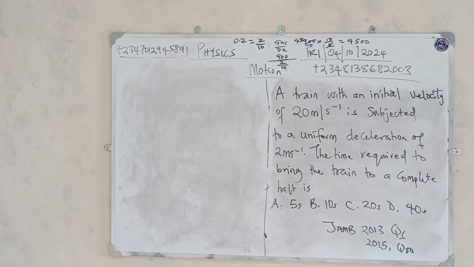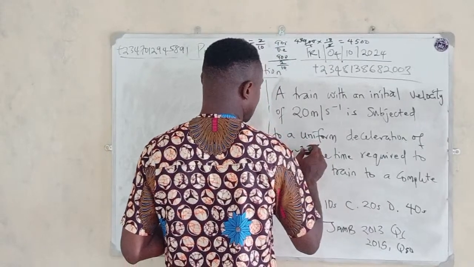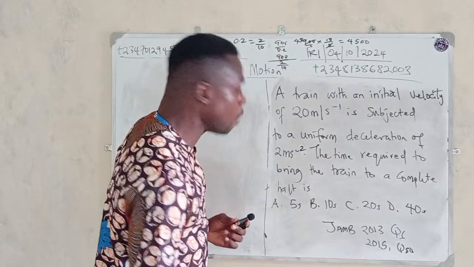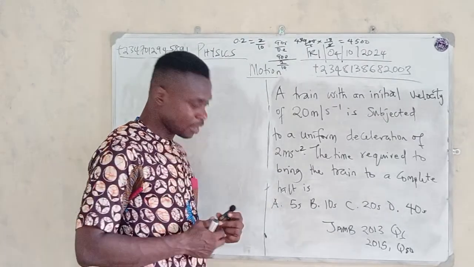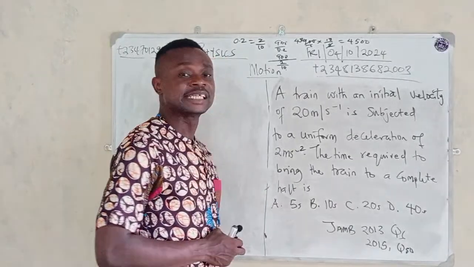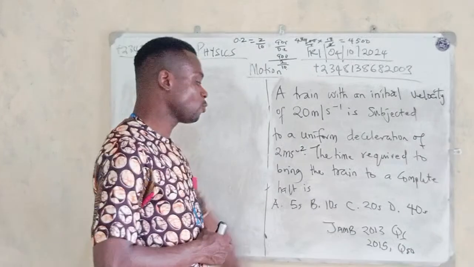The question on the board says: a train with an initial velocity of 20 meters per second is subjected to a uniform deceleration of 2 meters per second squared. The time required to bring the train to a complete halt is A, 5 seconds, B, 10 seconds, C, 20 seconds, D, 40 seconds. JAM 2013 question 6.